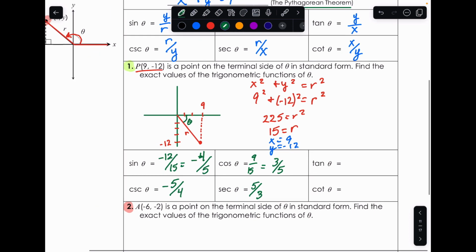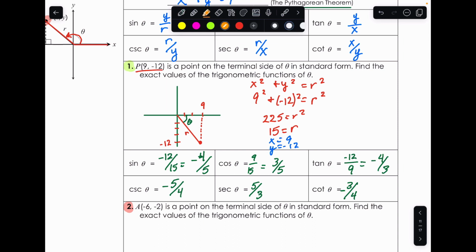Tangent is going to be opposite over adjacent. The opposite was negative 12, and the adjacent is 9. Simplify that again: negative 4/3. And then our cotangent, the reciprocal, is negative 3/4. And that's our answers for this work. I'll go ahead and highlight it just to show you my final answer. This one, this one, this one.